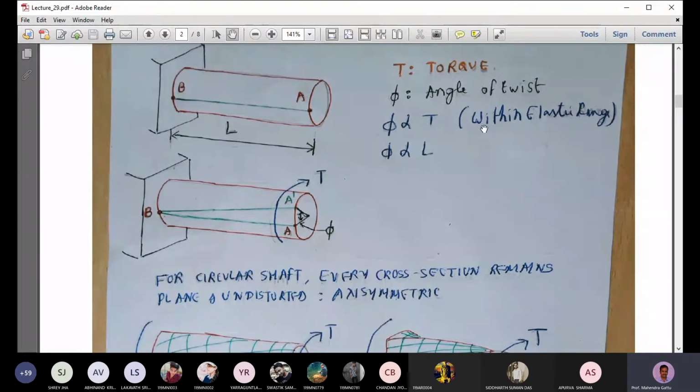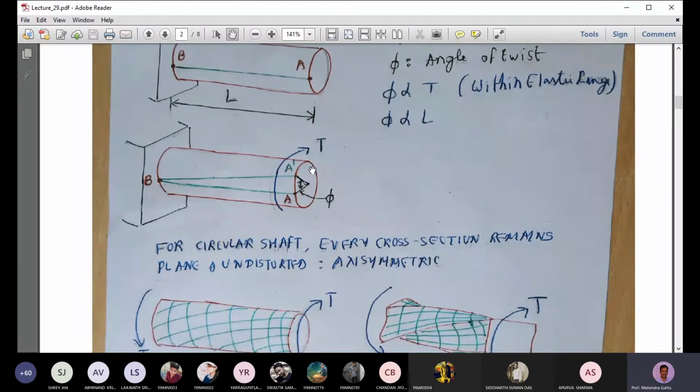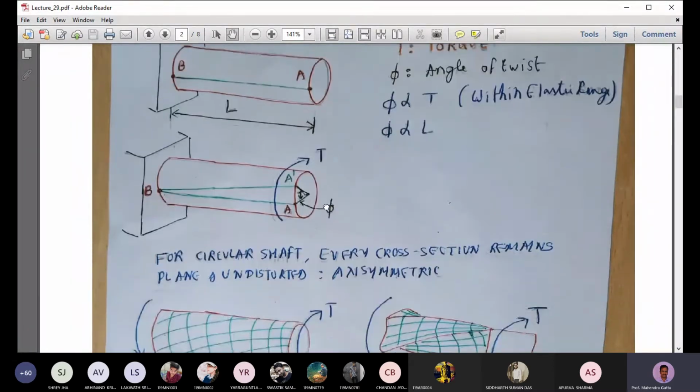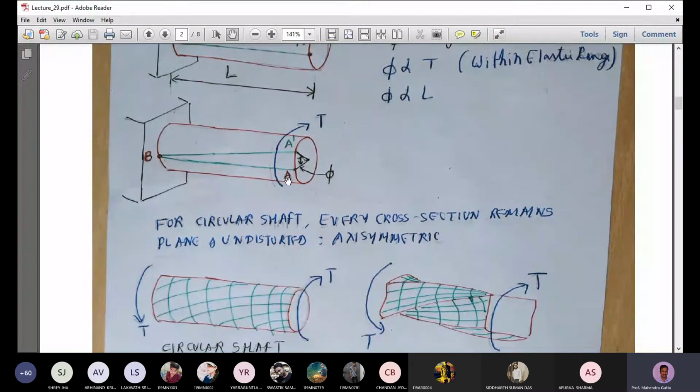There is a small condition here: the applied torque T should be such that the stresses developed within the circular shaft are less than the yield stress. In that scenario, phi will be directly proportional to T. If the stresses exceed the yield stress, then we have to do a plastic analysis, and in that case phi will not be directly proportional to T. So we may discuss the plastic analysis on Wednesday or Thursday, if possible. For now we'll do only elastic analysis and see what the shear stress is.